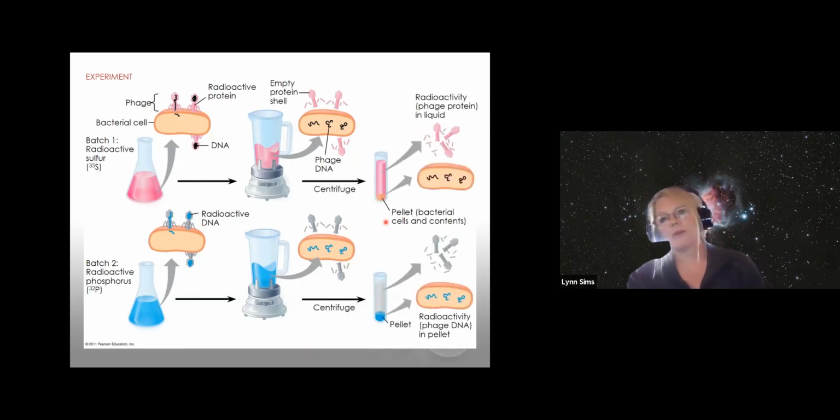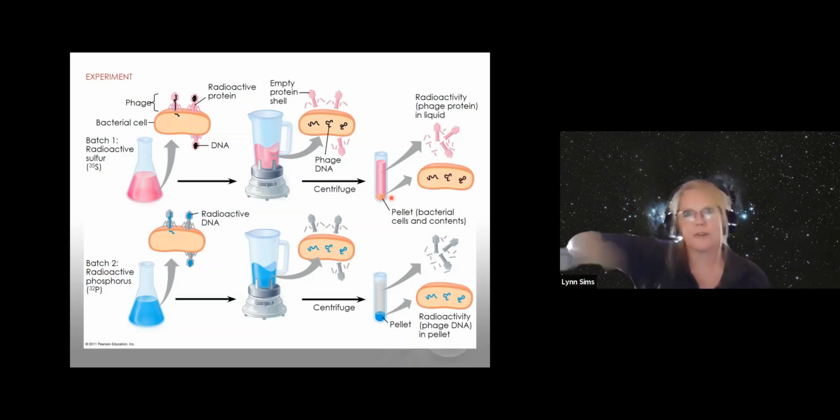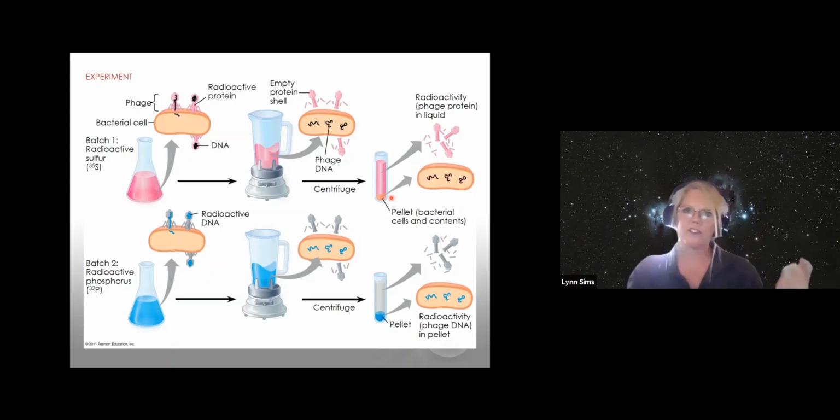And how do they separate it? They centrifuge them. A centrifuge is an instrument where you put the tubes inside, turn it on, and it spins really, really fast. It spins them at an angle so that the heavy things fall towards the bottom, okay? And the heavy things are going to be the pellet, okay?